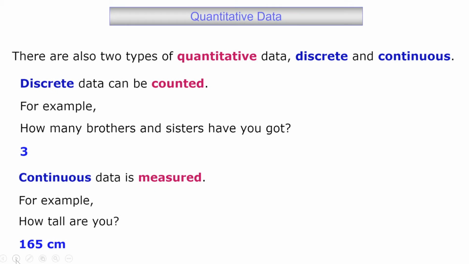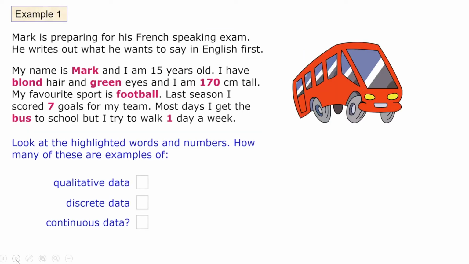Okay, let's have a look at an example then. So here it says Mark is preparing for his French speaking exam. He writes out what he wants to say in English first, and then if you just take a moment to read this paragraph for me, please. I hope some of you noticed the spelling error. Blonde should have an E at the end of it, but that's a spelling error by My Maths, not me.